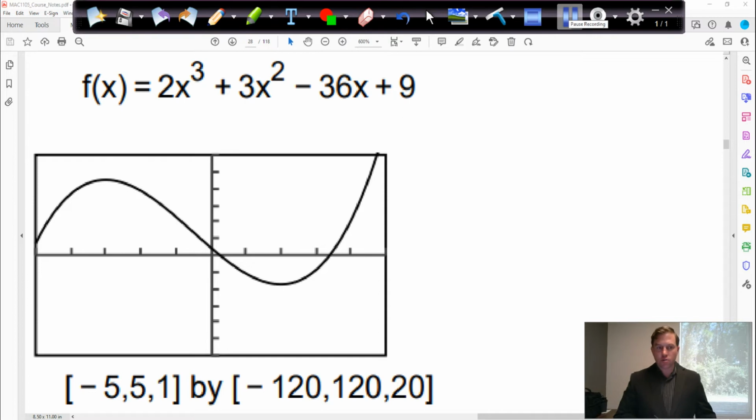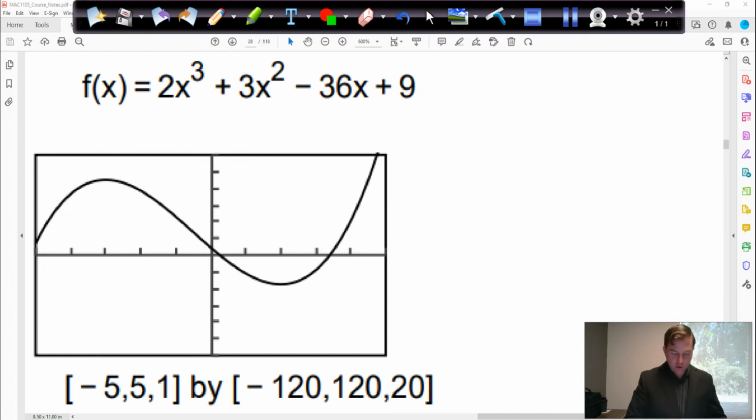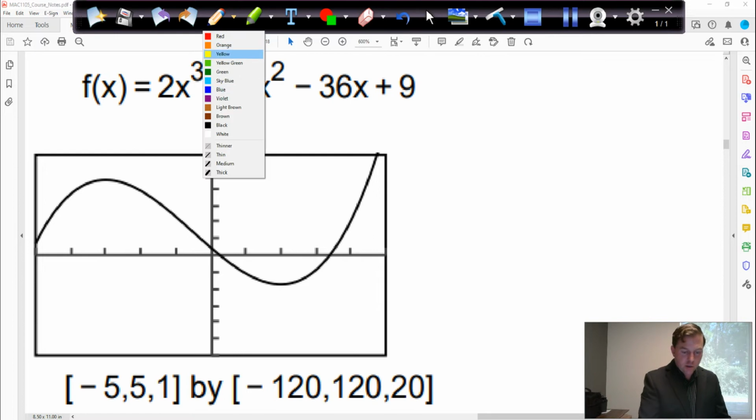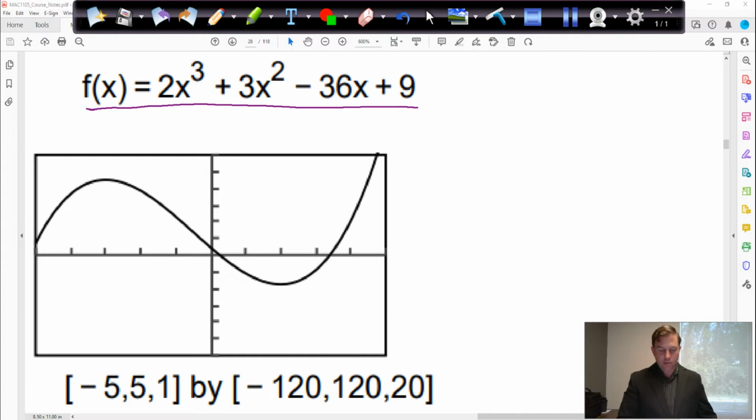For problem 2, and I've zoomed in quite a bit here, it's also asking for max and mins, but we're given a graphing calculator output of the actual function. So our function is up here on the top. It's 2x cubed plus 3x squared minus 36x plus 9. And if I graph that in the graphing calculator, we get that.